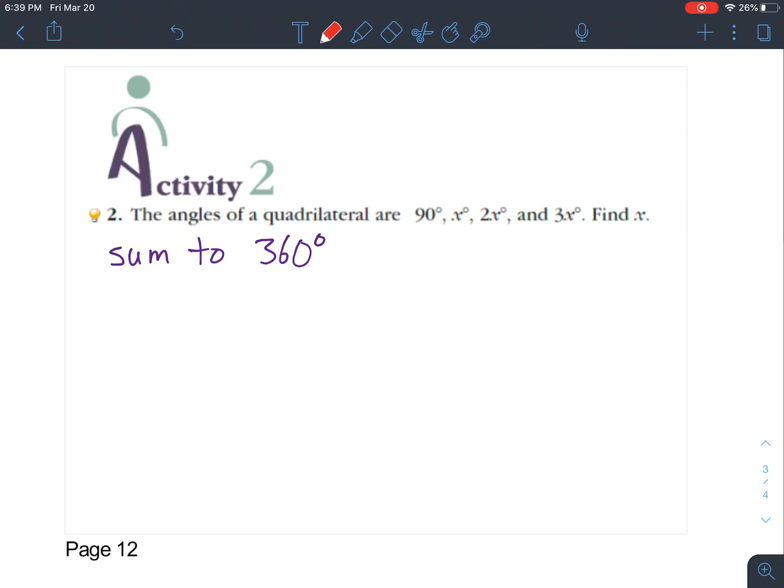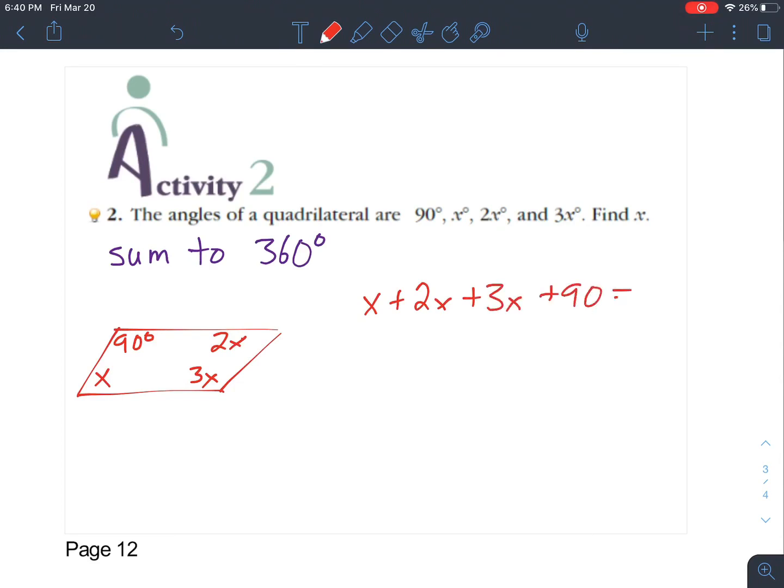Okay, so if we have 4 angles of a quadrilateral, I'm just going to draw something. I have no idea what it actually looks like. So here we go. Obviously, these are not actually correct, but that's not the point. We know then that we can just add all of these together and set it equal to 360 degrees to see what x is. So we got x plus 2x plus 3x plus 90 equals 360.